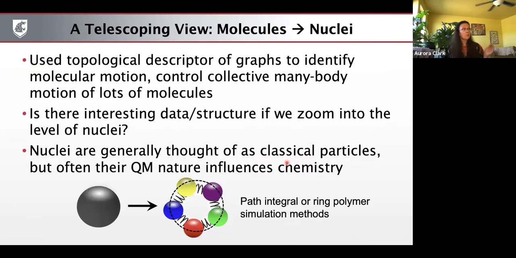So I want to now take a couple minutes and zoom in, and let's go away from molecules and let's think about nuclei, right? What I've been able to show you thus far is how this topological descriptor of the graphs associated with molecules interacting with one another can be used to control and observe many body motion. But there's also really interesting data if we zoom into the level of nuclei. A lot of times we think of nuclei as being classical particles, but they actually have a quantum mechanical characteristic. And this quantum mechanical characteristic actually influences chemistry and has interesting data structure associated with it.